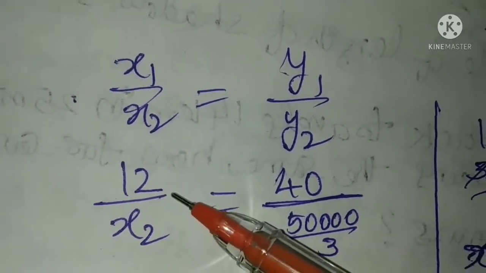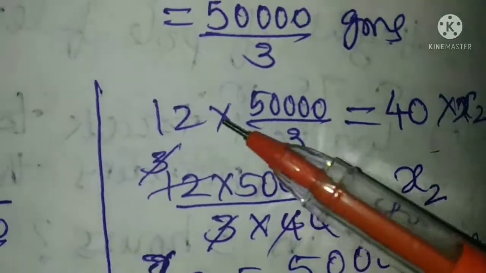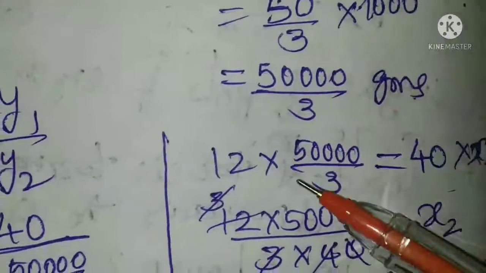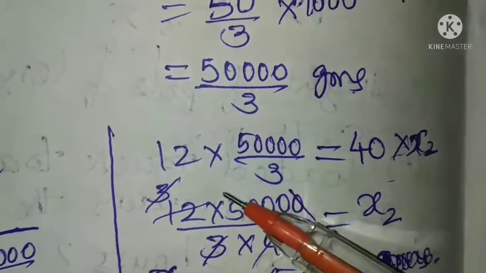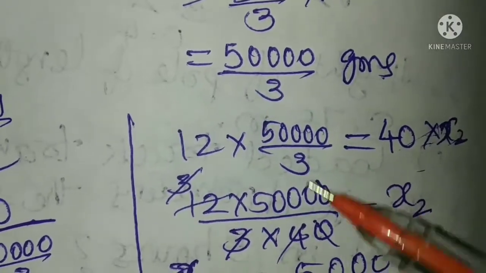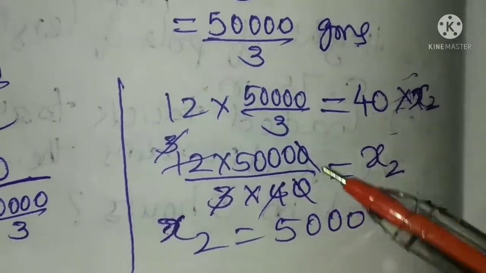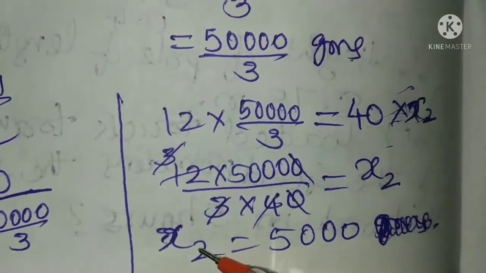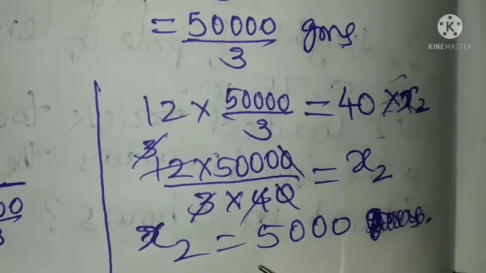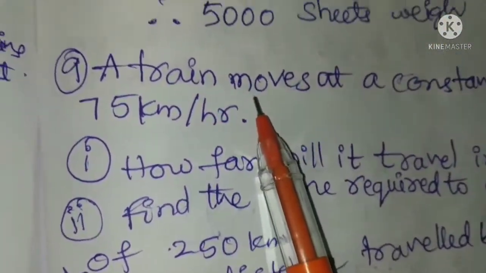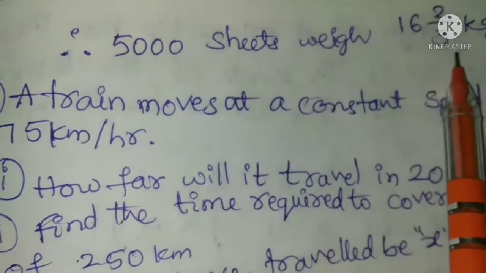Now cross multiplication here. Then 12 into 50,000/3 is equal to 40 into x2. Now 40 comes to this side: x2 is 12 into 50,000/3 into 1/40. The zeros cancel, 4 ones are 4, 4 threes are 12, 3 ones and 3 ones cancel here. So only 5,000 is left. Therefore x2 is equal to 5,000 sheets. Therefore 5,000 sheets weigh 16 2/3 kg.